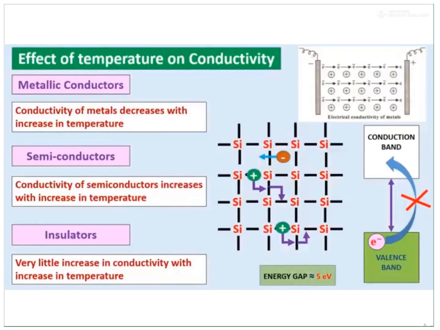What could be the effect of temperature on conductivity of different types of materials: conductors, insulators and semiconductors? In case of metallic conductors, conductivity of metals decreases with increase in temperature. We can say that conductivity is inversely proportional to temperature. If conductivity decreases with increase in temperature, it shows that resistivity will be opposite.